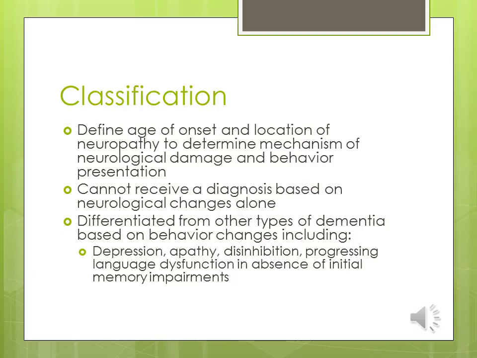So for the classification of this condition, it is defined by the age of onset and location of the neuropathy to determine the mechanism of neurological damage as well as the behavior presentation. Subtypes are developed and identified based on the neurological and behavioral symptoms presented by the patient. You cannot receive a diagnosis based on the neurological changes alone because it can mimic other conditions as well. Like I said, it's differentiated from other types of dementia based on behavior changes, including depression, apathy, disinhibition, progressing language dysfunction in the absence of initial memory impairments as well.